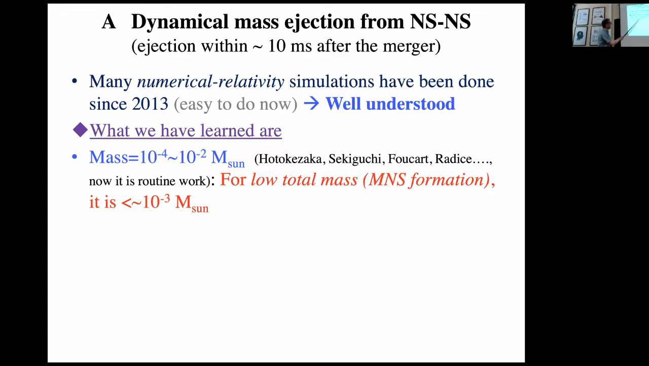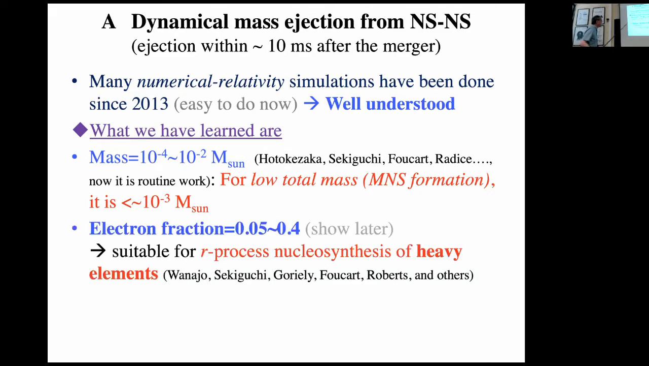So even in the case that mass is fairly large, but no black hole is formed, only in such a case is the mass of dynamical ejecta very large. And the other important discovery is that the electron fraction is low. Low means between 0.05 and 0.4. So this means that this dynamical ejecta is suitable for nucleosynthesis of the r-process element.